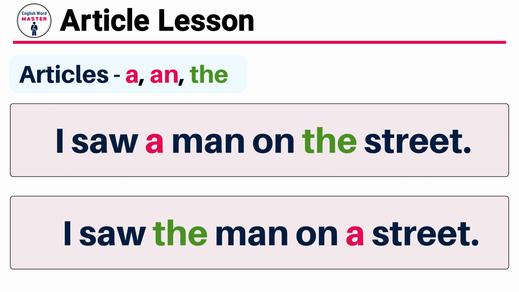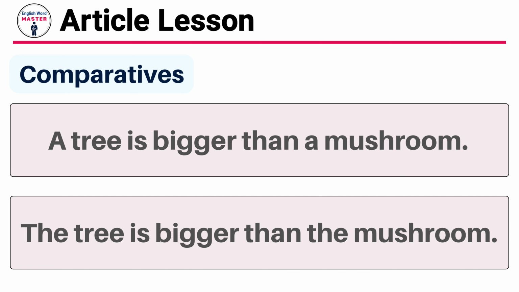The next sentence: "I saw the man on a street." This sentence means that the speaker saw a man that they know or recognize, and they are referring to that specific man. But the street is not specific. Now let's take a look at comparatives.